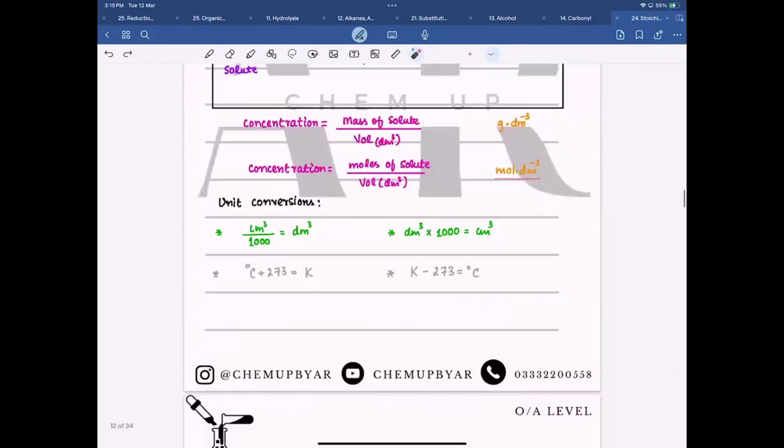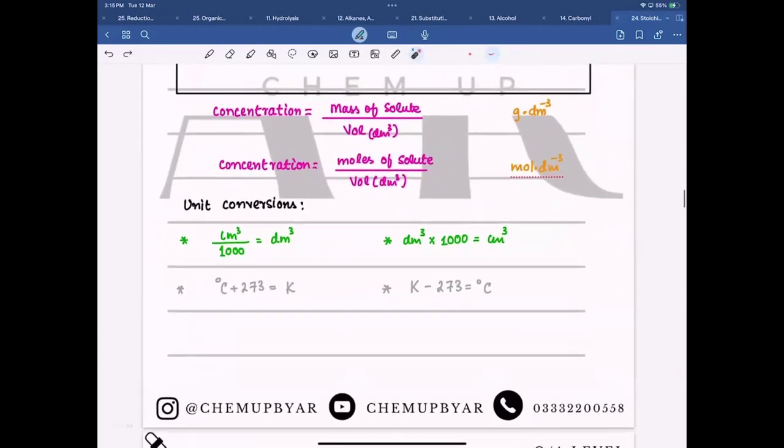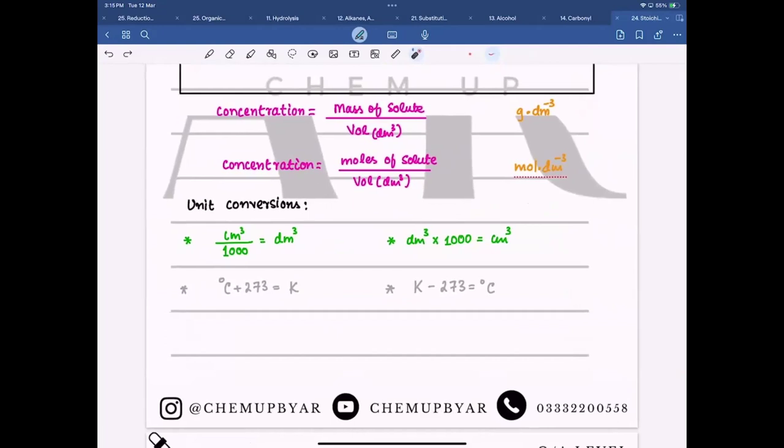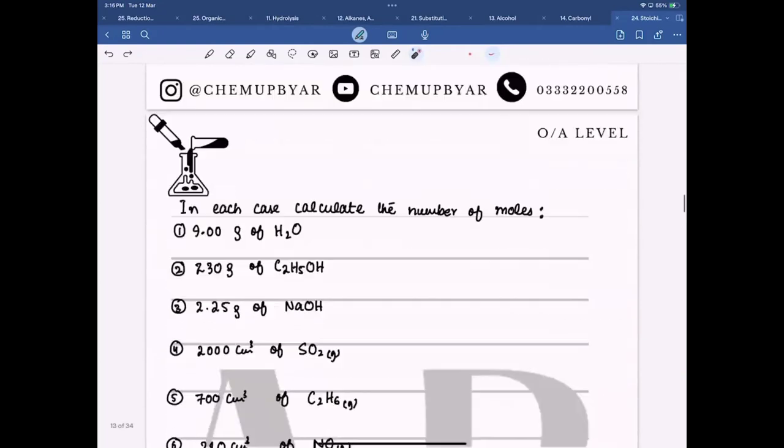Okay. Now, these are the conversions. Remember, when you have to convert cm³ into dm³, you will divide by 1000. And when you have to convert dm³ into cm³, you will multiply by 1000. Okay.